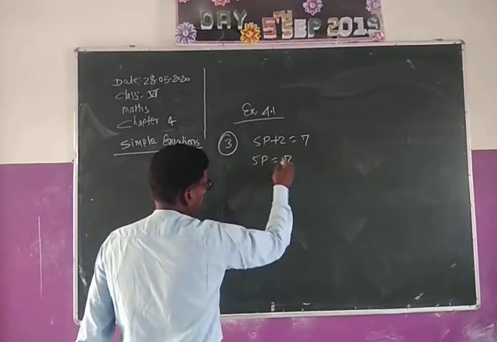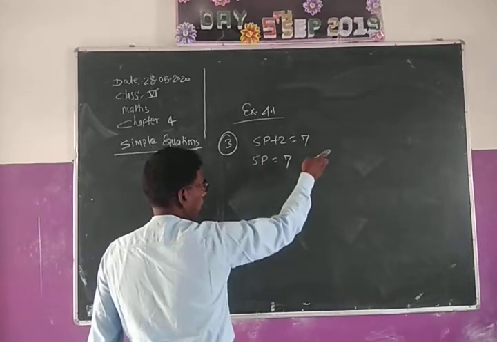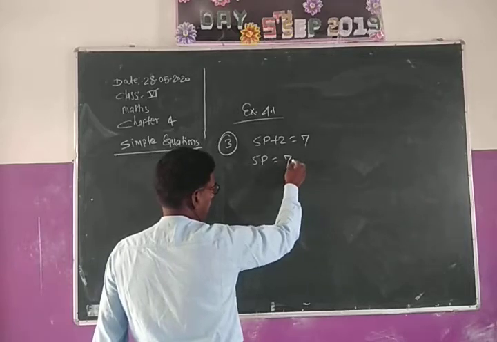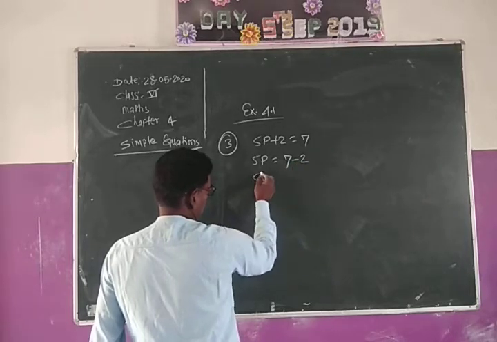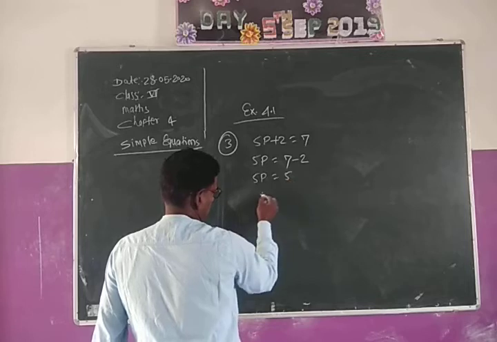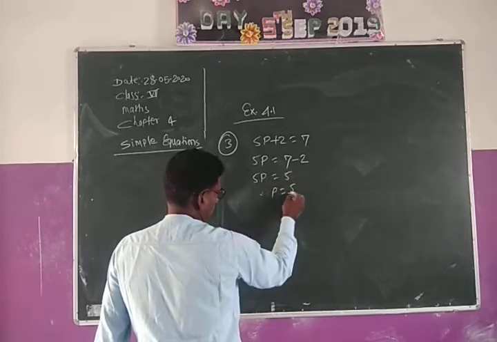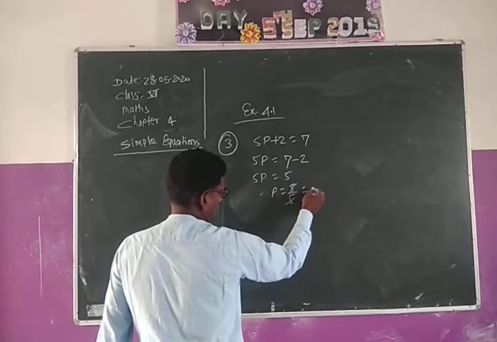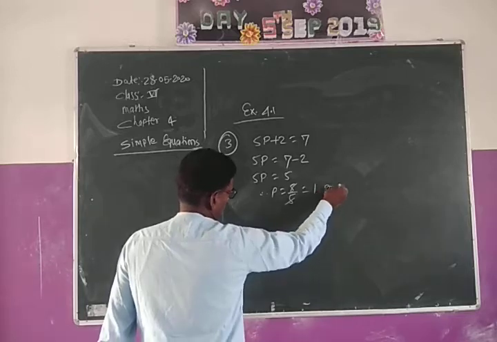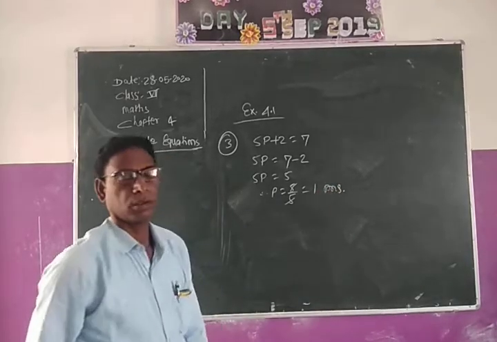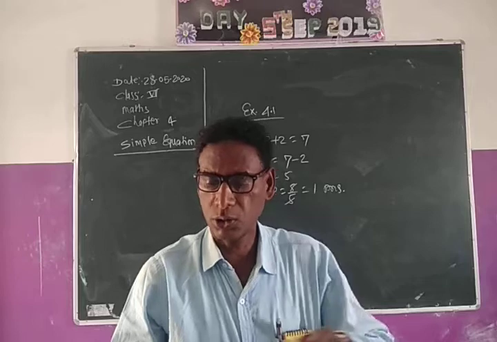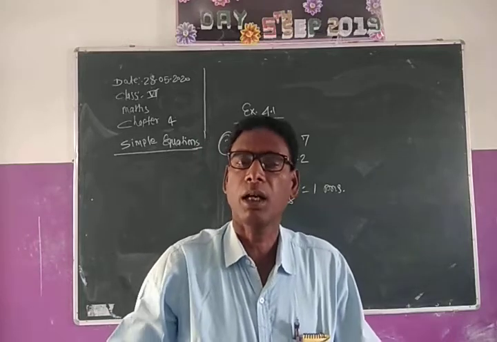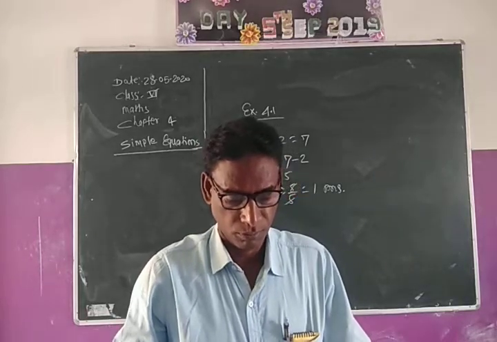5p is equal to 7, transferring 2 from the left hand side to the right hand side as minus 2. 5p is equal to 5. Therefore, p is equal to 5 by 5, which is equal to 1. Answer. You can solve this question another way also.